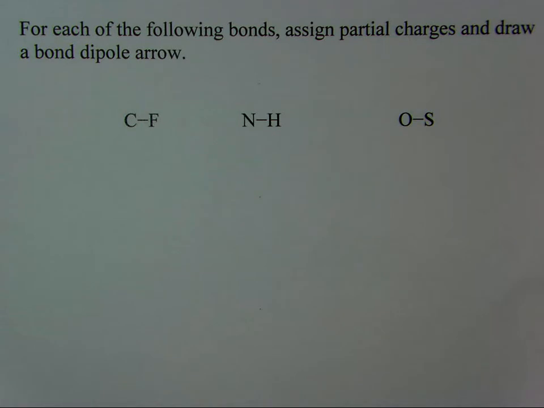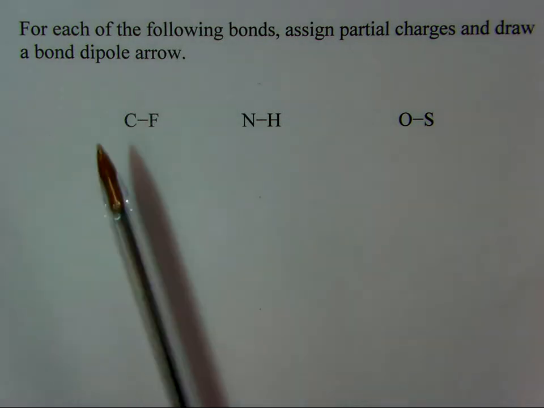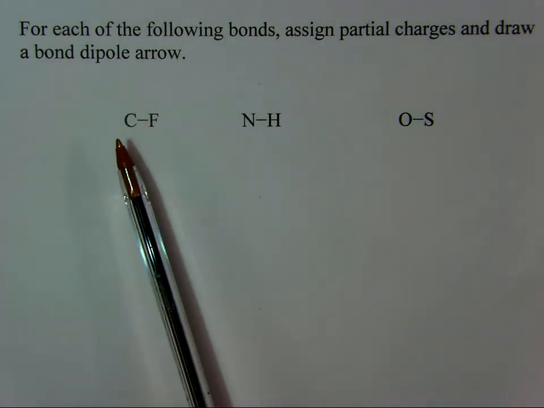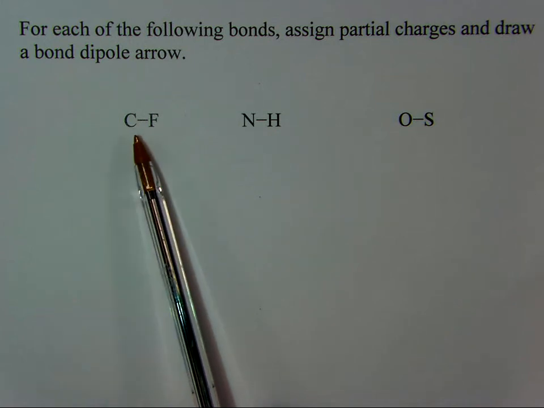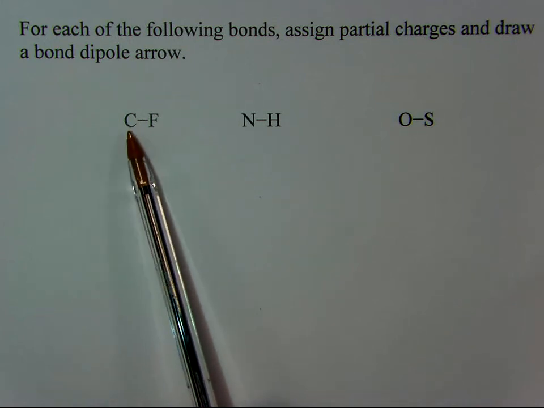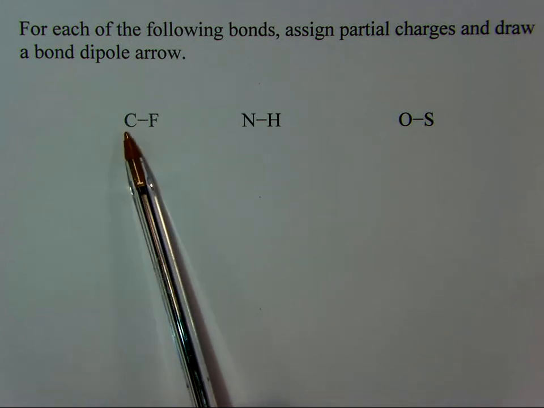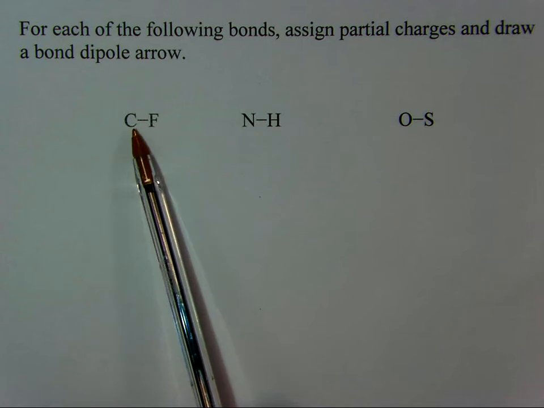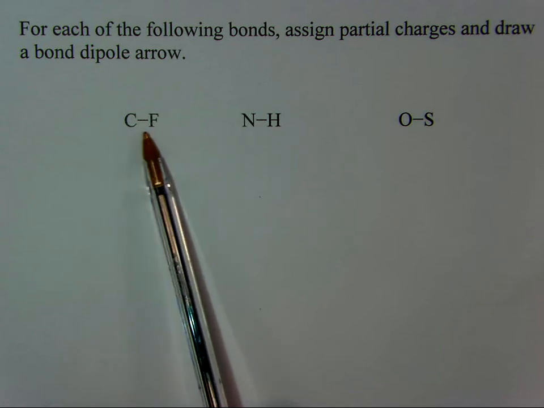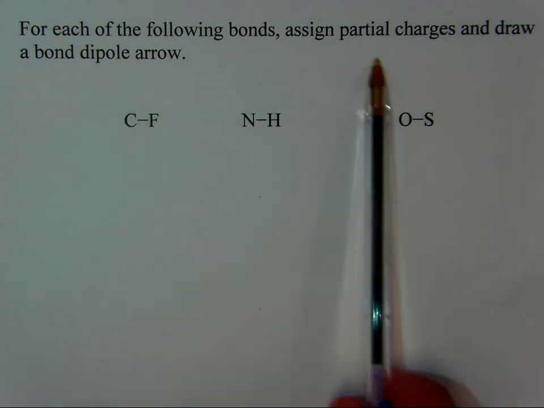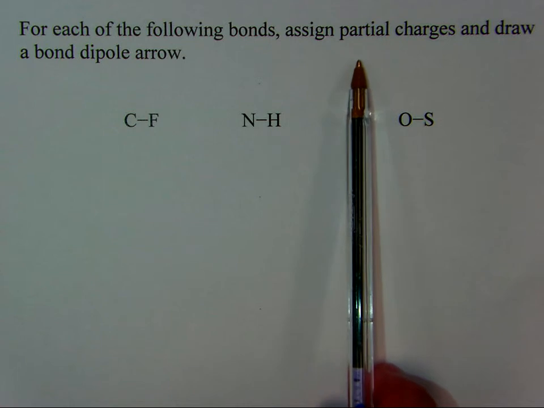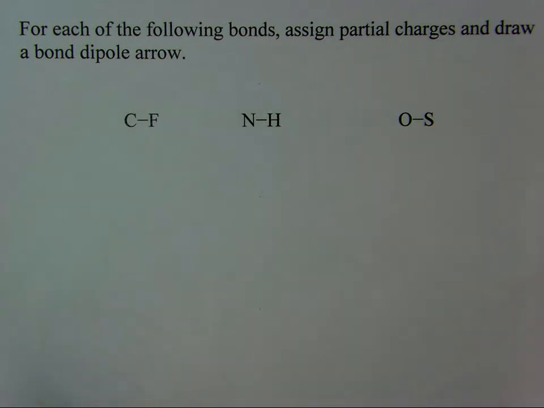For each of the following bonds, assign partial charges and draw a bond dipole arrow. When we solve a question like this, what we need to be looking at, just like we do when we look at a bond polarity, is electronegativity. So we need to look up the electronegativity values of the two atoms that are bonded together, compare those numbers, and that'll allow us to figure out what the partial charges will be and which direction the bond dipole arrow will point.